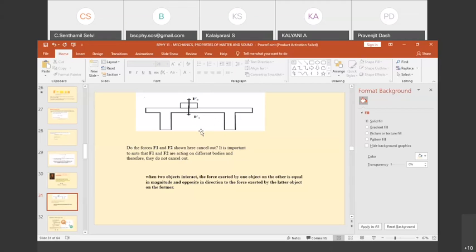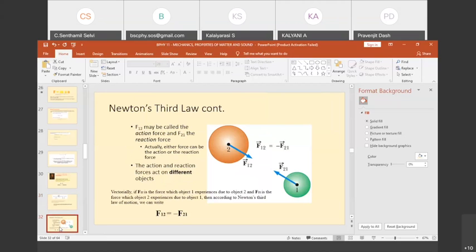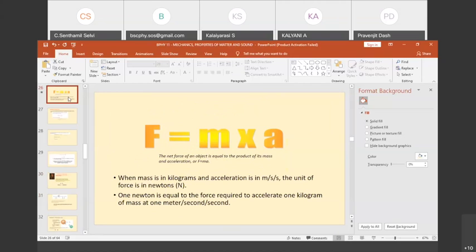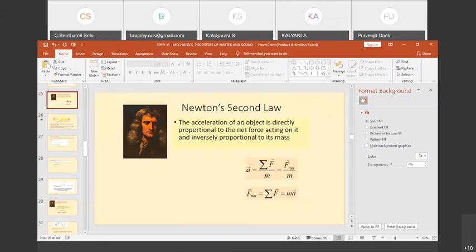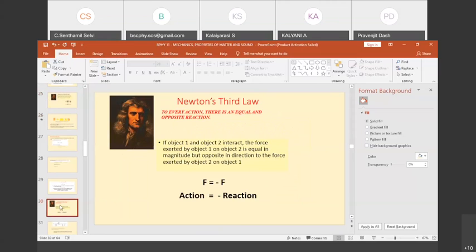When two objects interact, the force exerted by one object on the other is equal in magnitude, but it is in the opposite direction to the force exerted by the latter object on the former. Okay, so the second law is over. What is the second law? F is equal to m into a. Acceleration is directly proportional to net force and inversely proportional to mass. Second law over. This is Newton's third law.